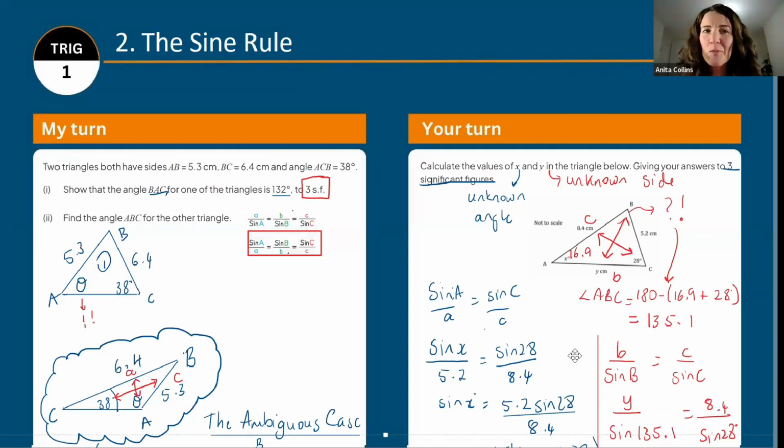All right, so in the next part of this lesson, we're going to look at the cosine rule, which is also used for non-right angle triangles.